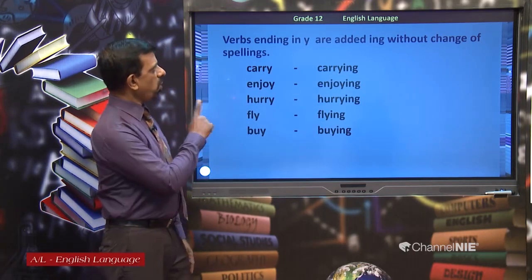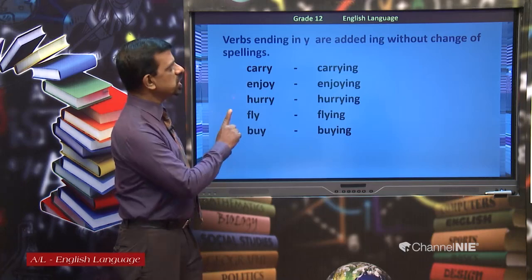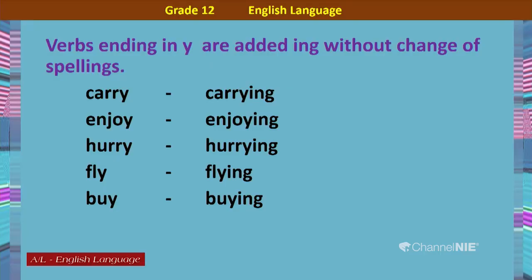Verbs ending in Y are added ing without change of spelling. Look at these words: carry, enjoy, hurry, fly, buy. The rule is that verbs ending in Y are added ing without change of spelling. So carry, carrying. Ing is added without any dropping or adding anything. Enjoy, enjoying. Hurry, hurrying. Fly, flying. Buy, buying.